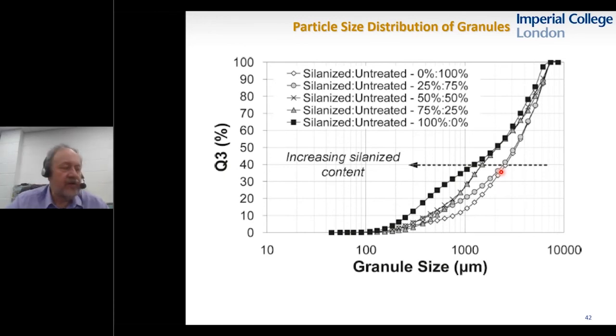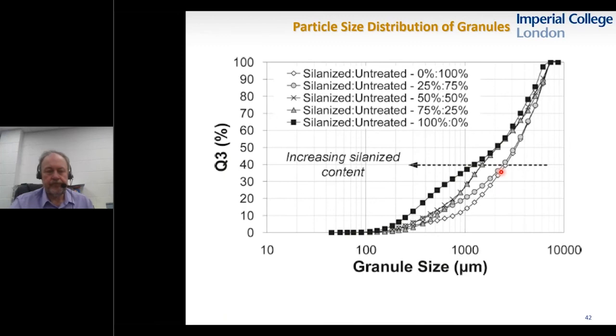I can also tell you that the mechanical properties of the materials also changed based on the wettability. So not only did the particle size distributions change, but the mechanical properties of the individual granules were different for the cyanized versus the uncyanized materials. So not just is the particle size changing, but the mechanical properties were also dependent on the wettability of the material.